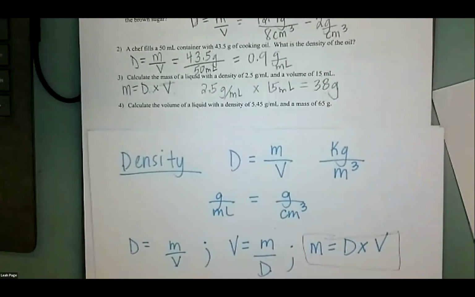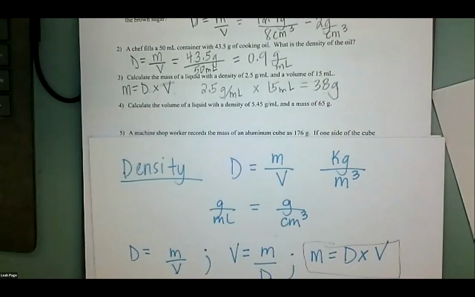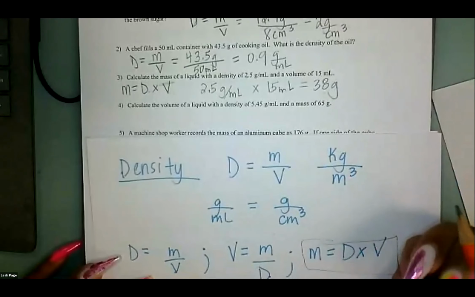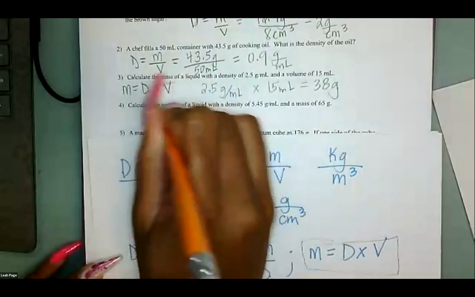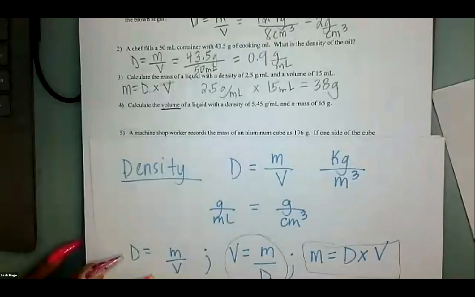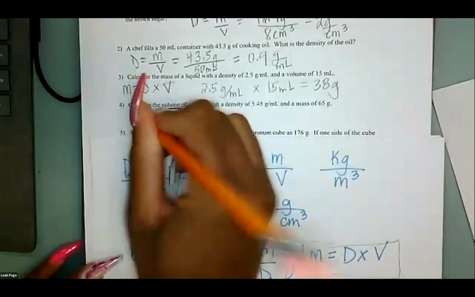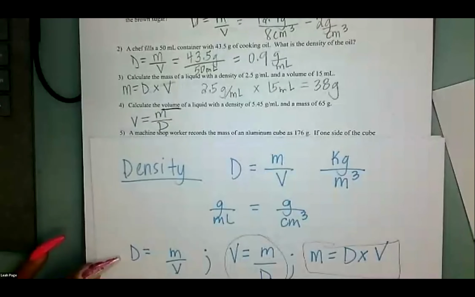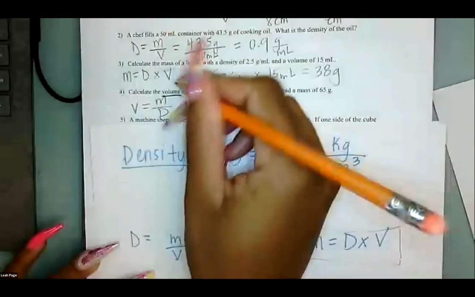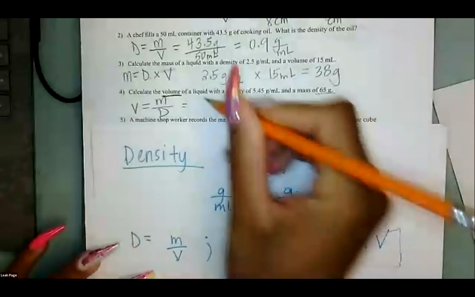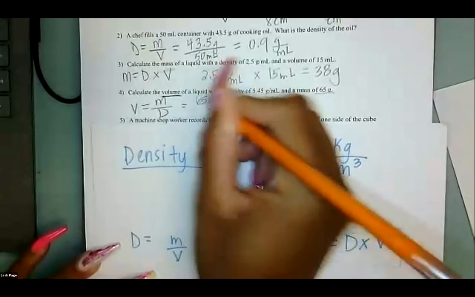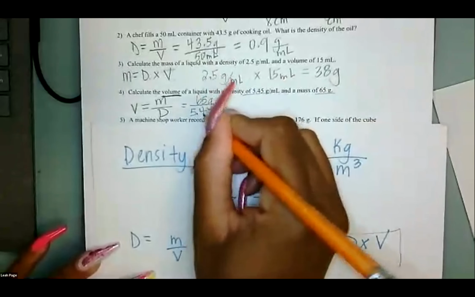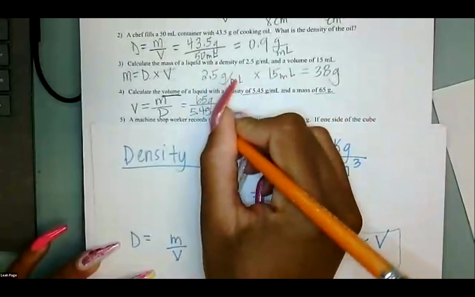Let's do number 4. Number 4 says, let's calculate the volume of a liquid with a density of this. So now we're looking for the volume. The question is specifically saying, let's calculate the volume. We're going to use this version of the equation that says volume equals mass over density. So the mass is 65 grams and the density is 5.45 grams per milliliter.